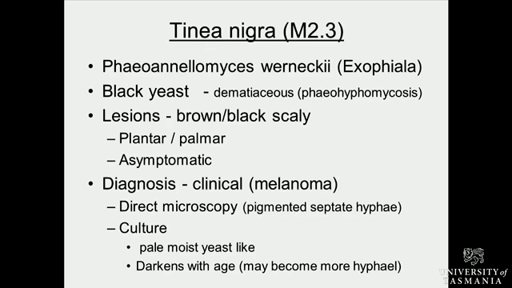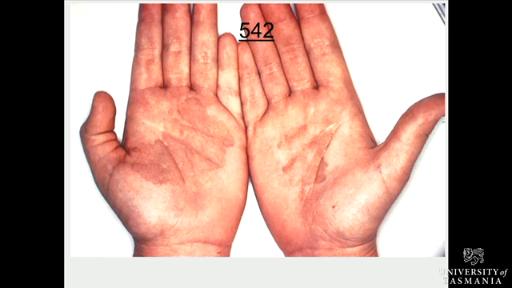For the microscopy, if you scrape the lesions, you're going to see small little brown yeasts, often with a septa, so it's a double yeast almost. If you culture them, it'll be growing initially as a pale brownish sort of yeast. The older it gets, it might get a bit furry and become more hyphal. Fairly uncommon. There's the palms. That's me. You think, oh, I've just stained my hand with something. That's fungal.